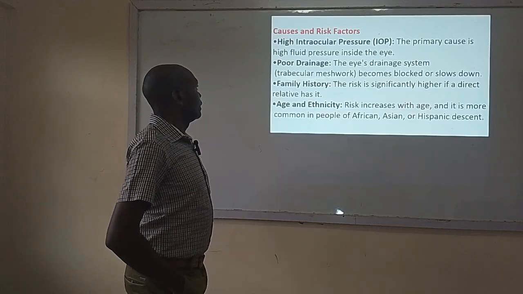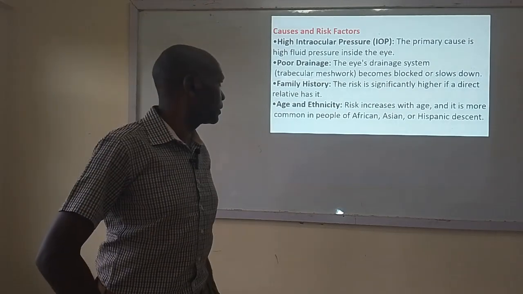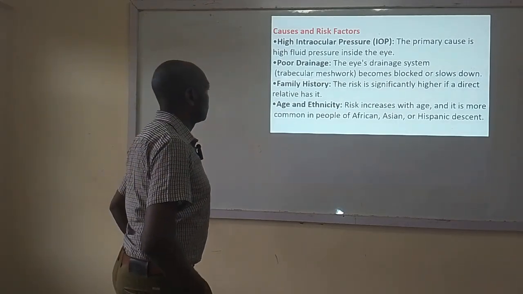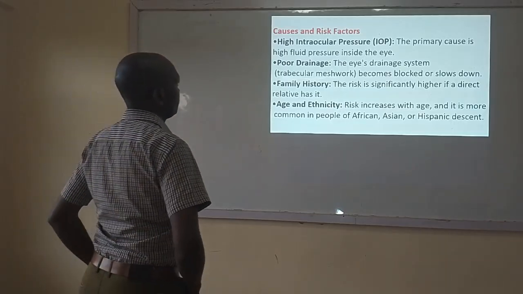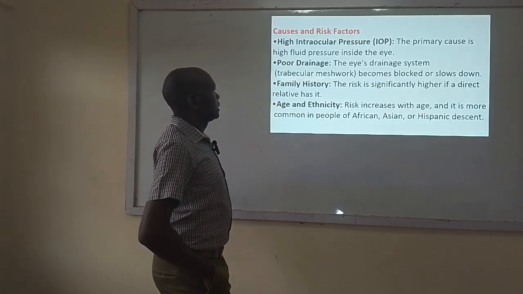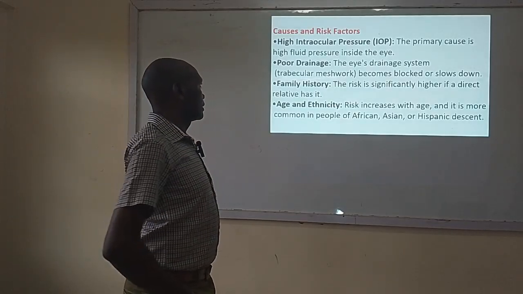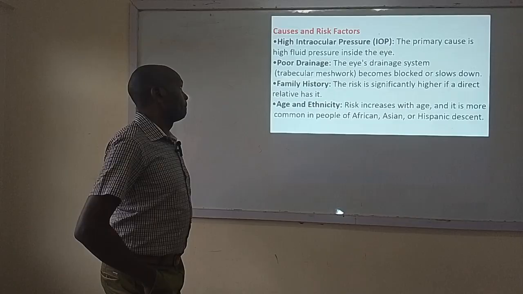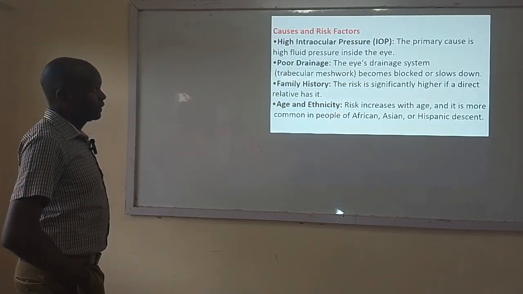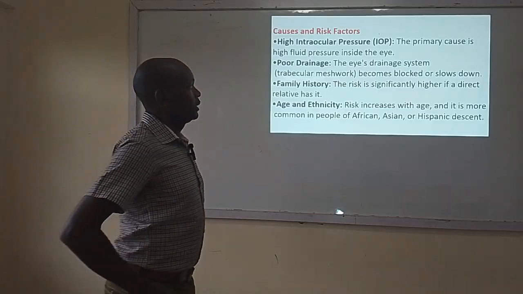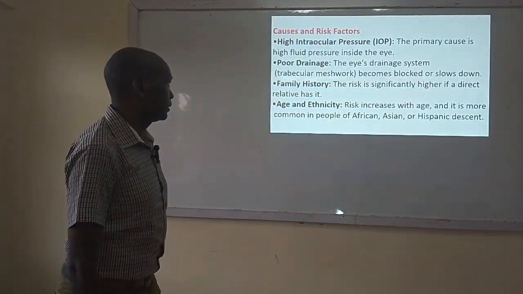We can talk of the poor drainage. We can talk of family history. We can also talk of age and ethnicity. Whenever there's poor drainage, it means your trabecular meshwork is blocked, and when it's blocked, it slows down the outflow.